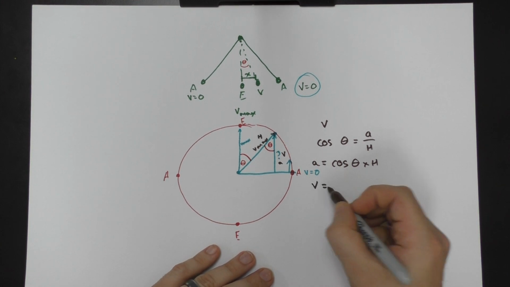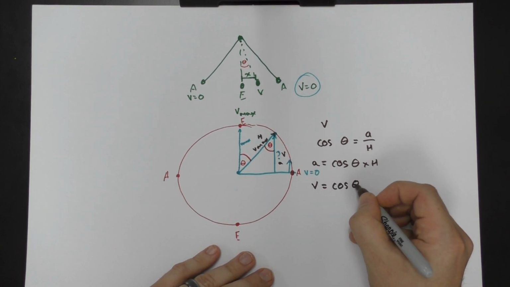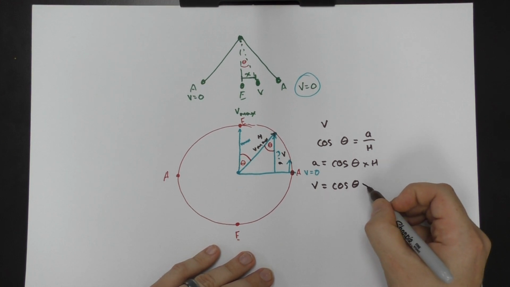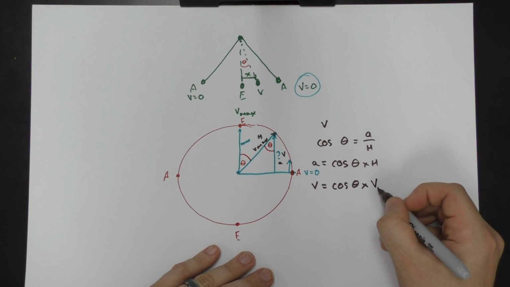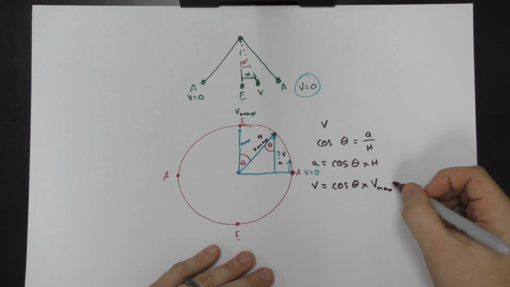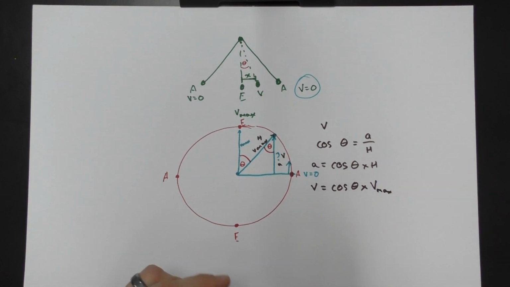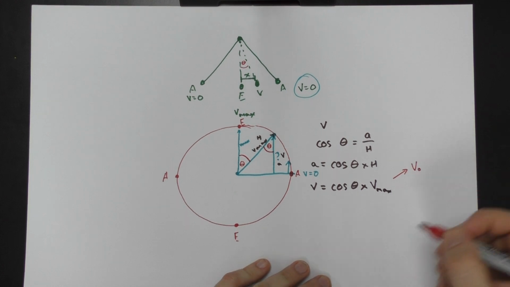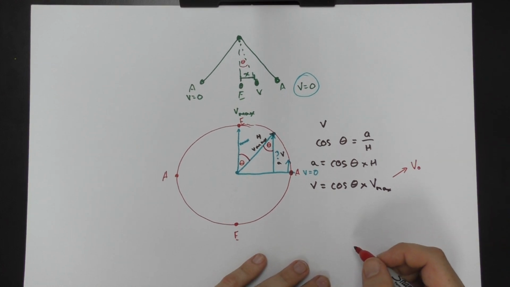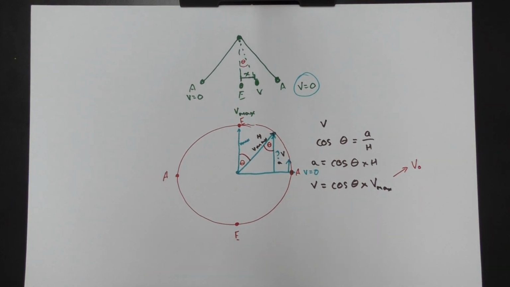And now we can swap out for the values that they're meant to be. So the adjacent is the velocity, cos theta, times by the hypotenuse, which is Vmax. Now, as before, some terms are used differently in different specifications. Sometimes Vmax is represented by the letter V naught. So just be aware that you might have a specification where the maximum velocity is represented by V naught in this case.